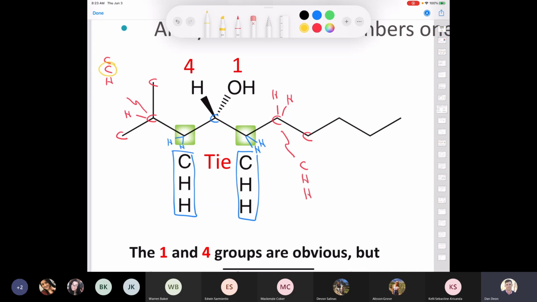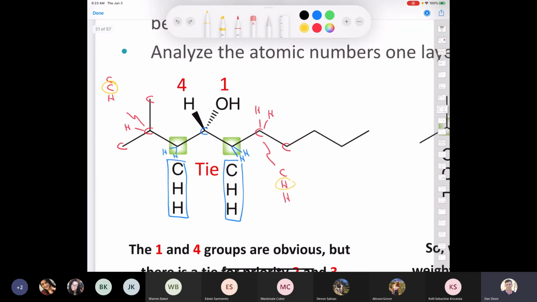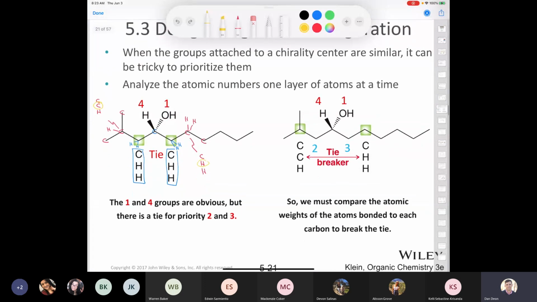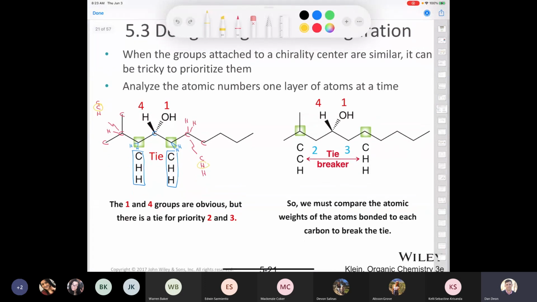You can see that carbon has a higher atomic number than hydrogen. So this must be the second highest priority group over here. And you can see the answer is right here, okay? There you go. So the sec-butyl group has a higher priority.